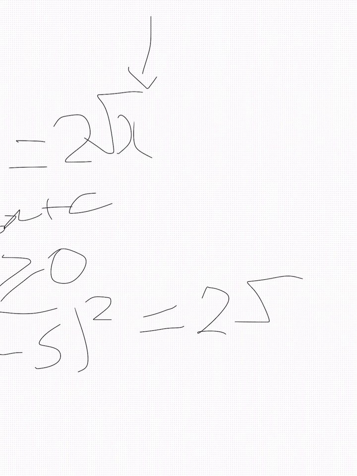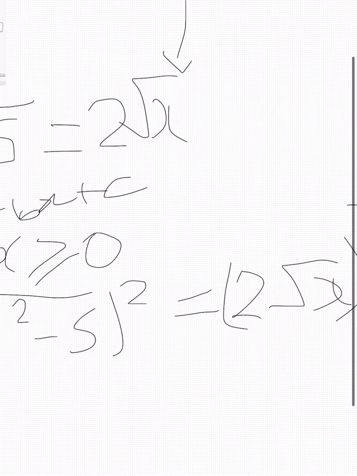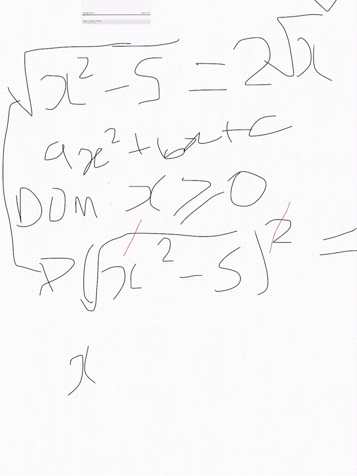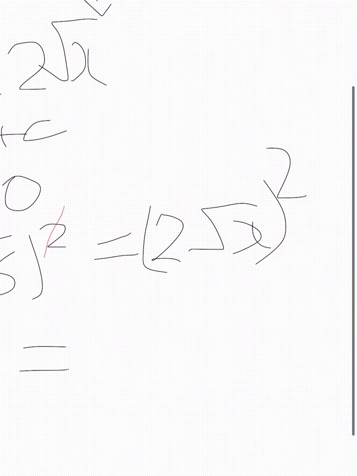Equal to 2 root x. According to mathematics, what you do on the left, you should also do on the right. Okay, cool. So now you know that on your left hand side, the square root will cancel with this square, right? Cool. So now you will be left with what's in the bracket. So it will be x squared minus 5 equal to, because the square root sign cancelled with the square, no? Okay, cool. And then you go to the right hand side.